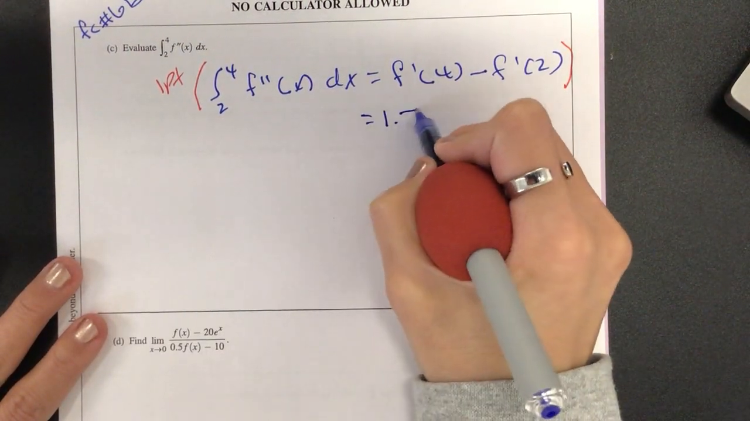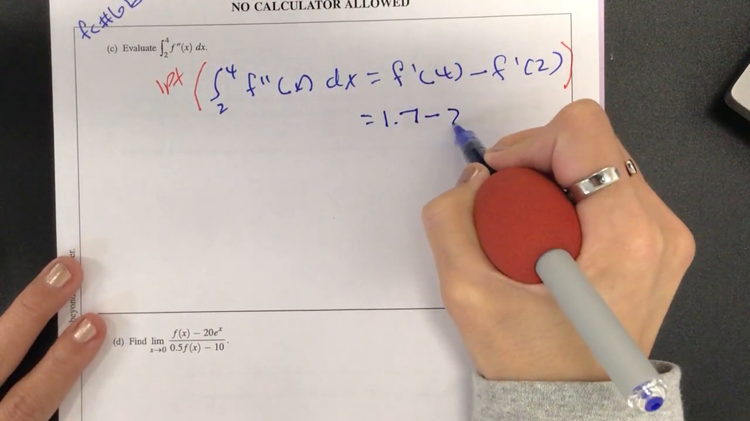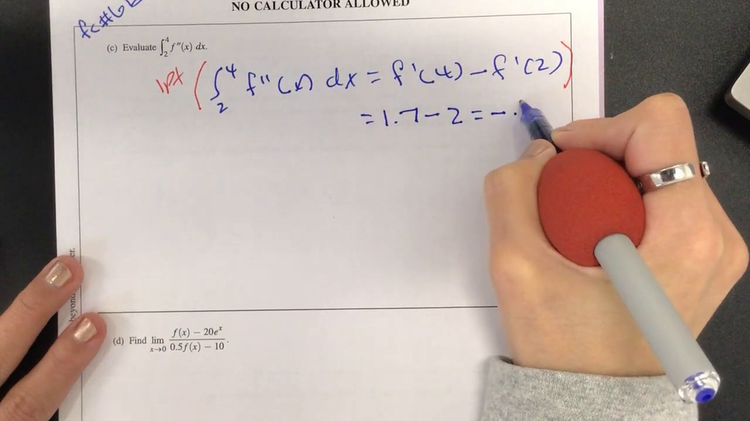So we have 1.7 was f prime of 4 from the table, minus f prime of 2 from the table was 2. And that answer is negative 0.3.